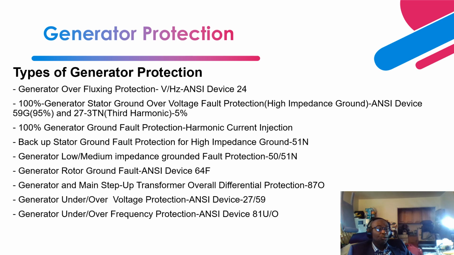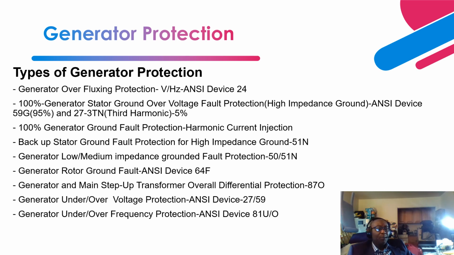If we choose not to go with this protection philosophy, we can go with a harmonic current injection. Basically, what it does is it injects harmonic current from the neutral, and measures the voltage. Based on that, it's able to determine whether a stator ground fault has occurred or not. And also, high impedance ground fault. So this acts as a backup for the 59G. If the 59G should fail, then this becomes the backup relay for stator ground faults.